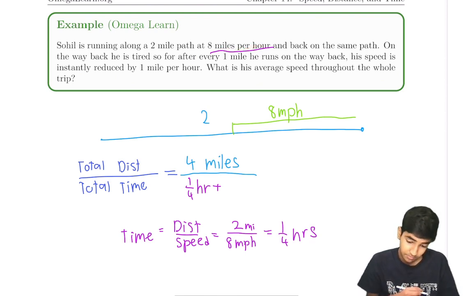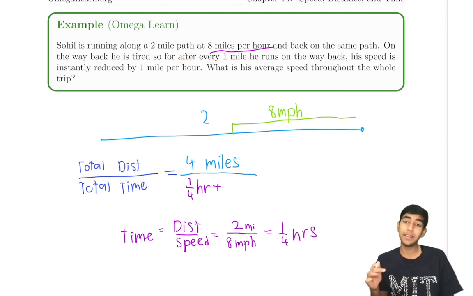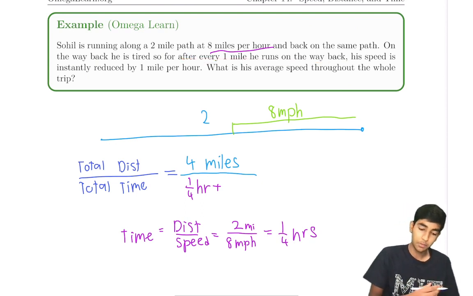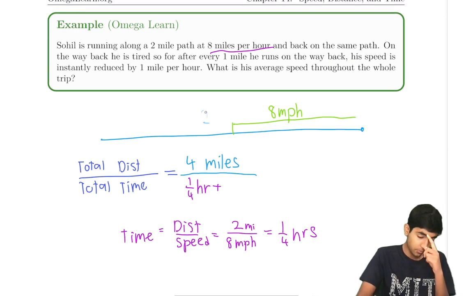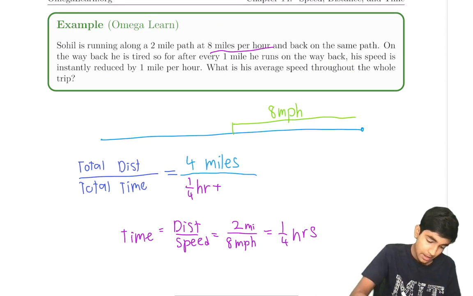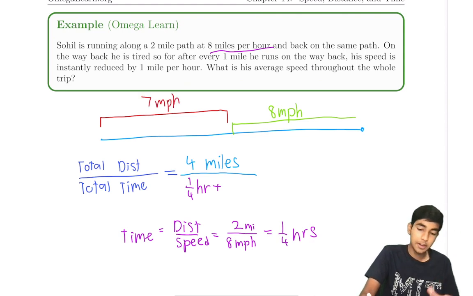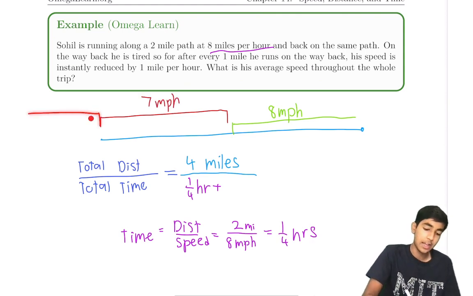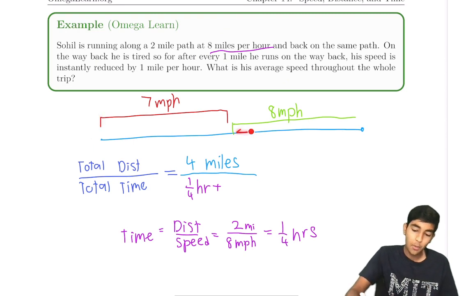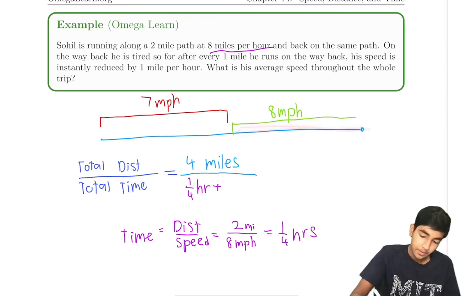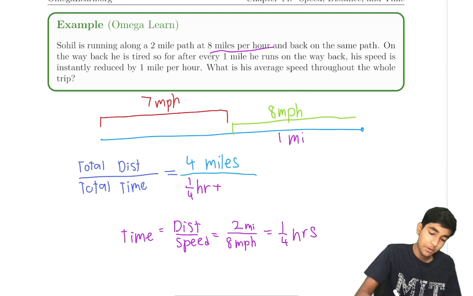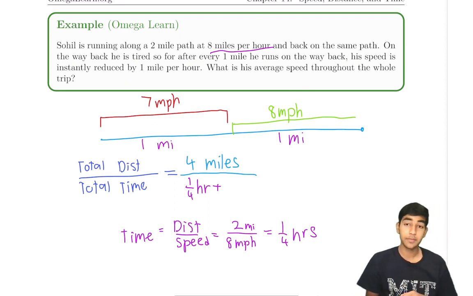But it says that after every mile run, the speed is instantly reduced by 1 mile per hour. So after 1 mile is run, now the speed is 7, right? And after a second mile run, the speed is now 6, but there's nothing after that. So just 8 miles per hour for this 1 mile, and 7 miles per hour for this mile here. And now we just break it up into pieces.